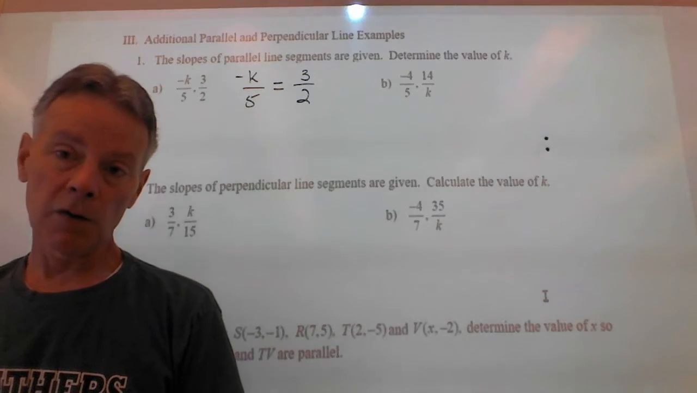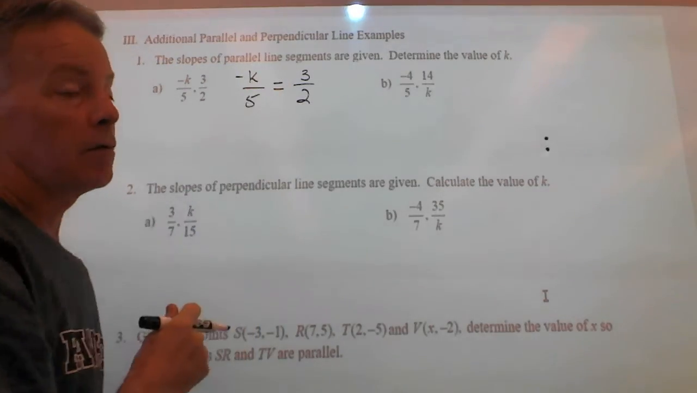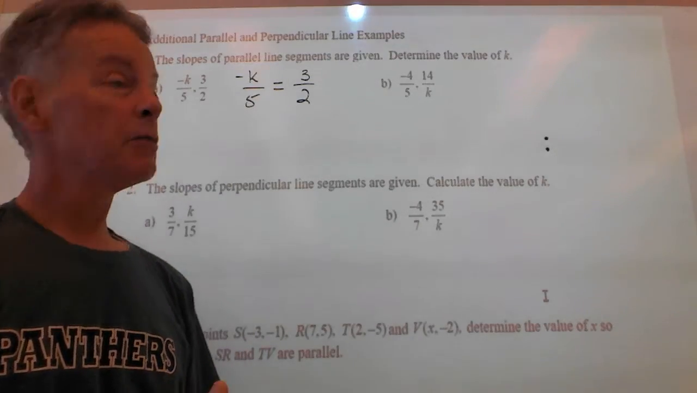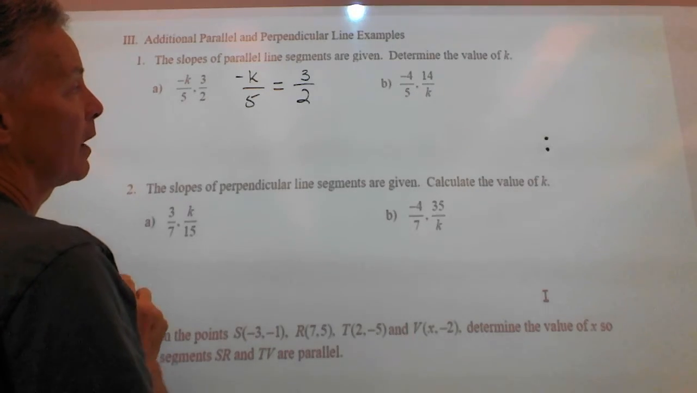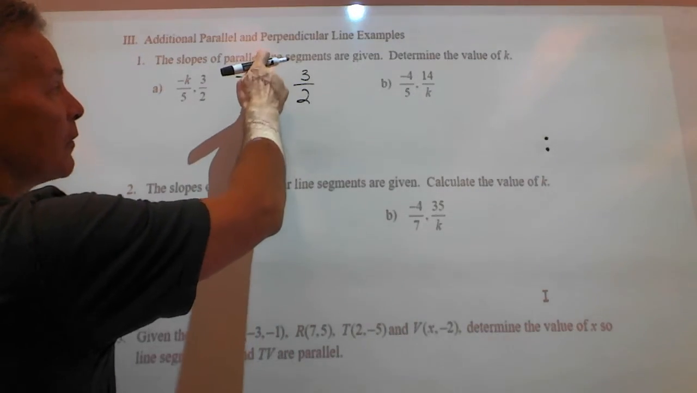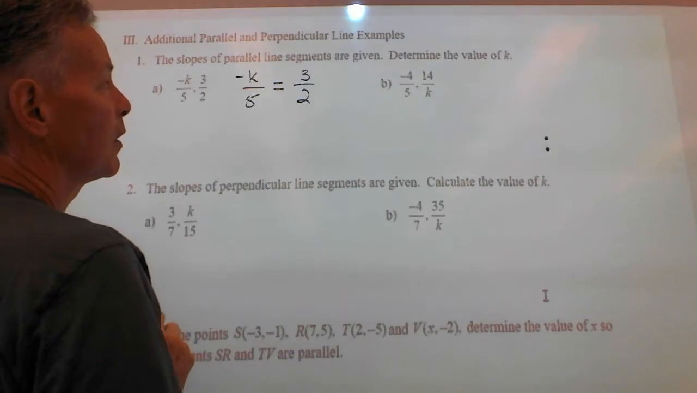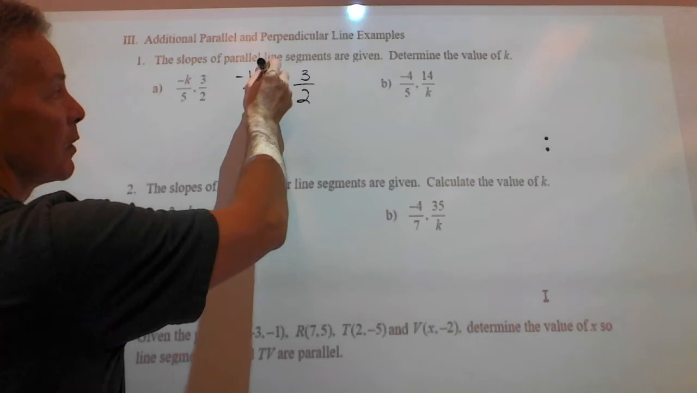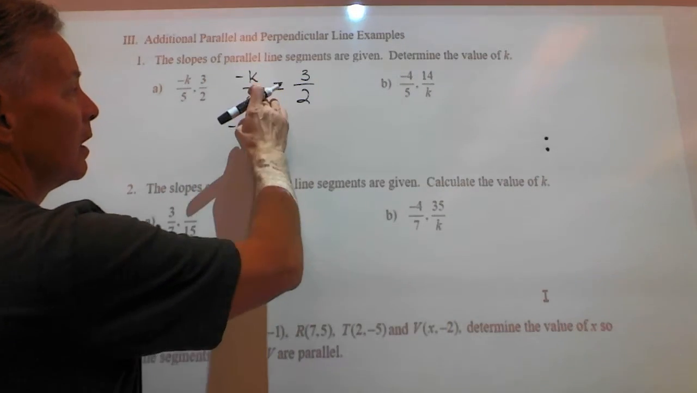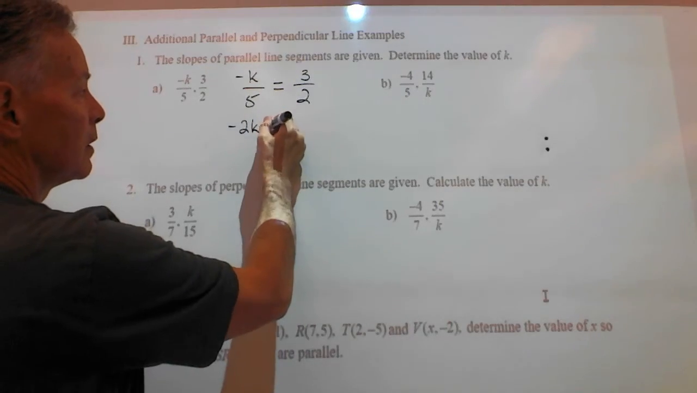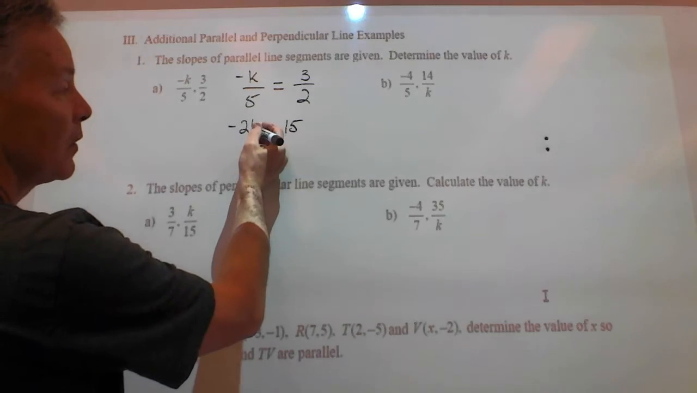Now, given that they're equal, we can set up a proportion. Remember proportional reasoning from the measurement chapter? We can set up a proportion and cross multiply. So, in order to find the value of k, we simply cross multiply and isolate the variable. So, we're going to cross multiply. Negative k times 2 is negative 2k. 5 times 3 is 15. And then we isolate the variable.